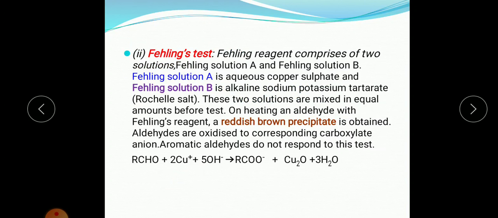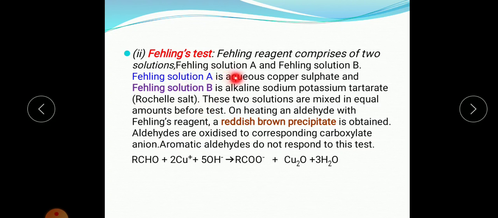We have another type of test which is also very important, Fehling's test. This test is also used for testing aldehydes. Fehling's test involves the reagent Fehling solution, or Fehling's reagent, which comprises two solutions, Fehling solution A and Fehling solution B. Fehling solution A is aqueous copper sulphate solution, and Fehling solution B is alkaline sodium potassium tartrate, or Rochelle salt.